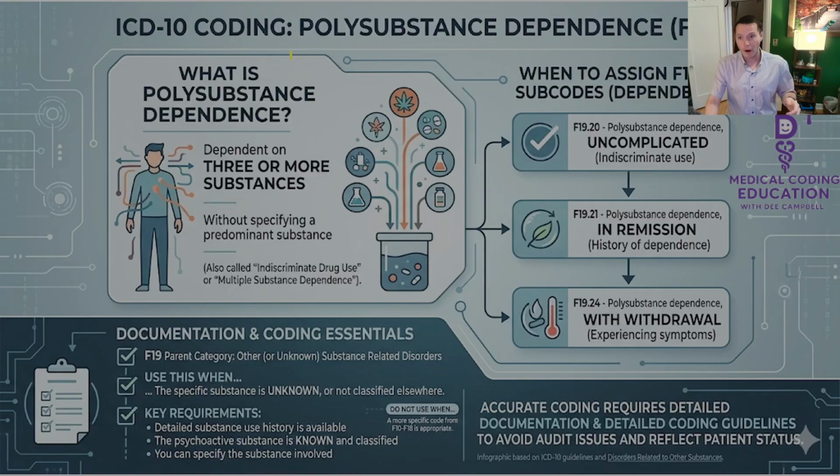So let's break down what polysubstance use actually is and what it means when you're using that F19 code. Polysubstance use means that the patient is on 3 or more substances, and we do not know what the predominant substance is. That's the key part: we don't know the predominant substance. It's also labeled as indiscriminate drug use. Most of the time, it really isn't that indiscriminate. The drug of choice is going to be listed. So let's say, for example, we have a patient whose drug of choice is meth, and then they also will use opioids when they can't get it. They like using marijuana, and they're addicted to alcohol.